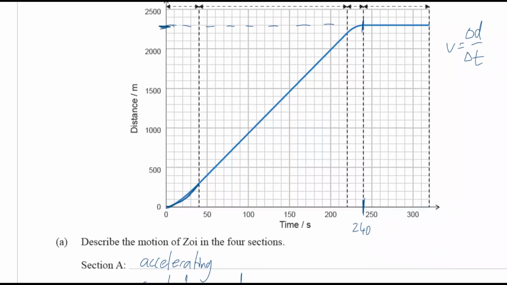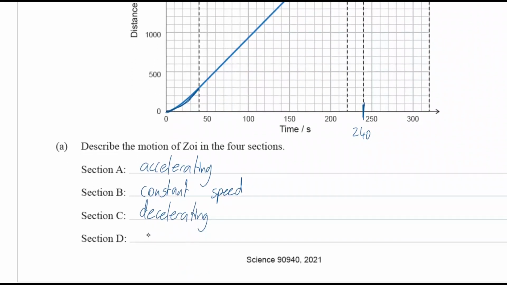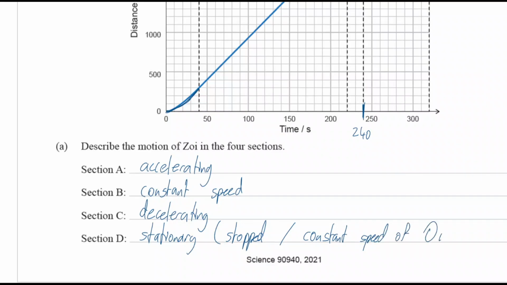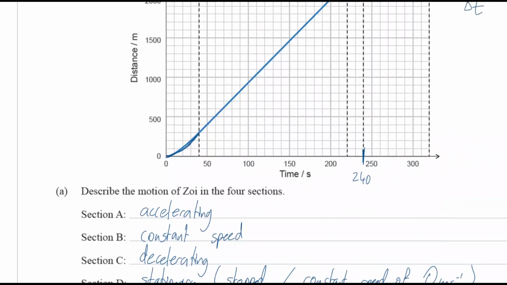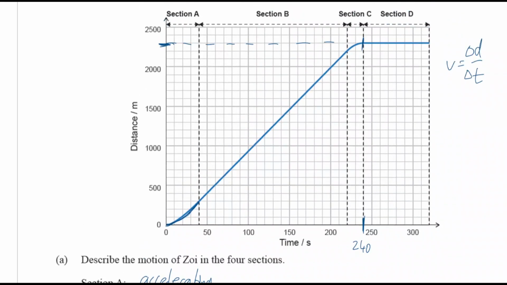And in section D, a horizontal or a flat line, that is a constant gradient, right? So technically she is traveling at a constant speed. However, it's a speed of 0. So we say stationary or just stopped, not moving. Or if you want to be technical, constant speed of 0 meters per second, right? That is a constant speed, but it's 0. And so that's describing Zoe's movement throughout the race.